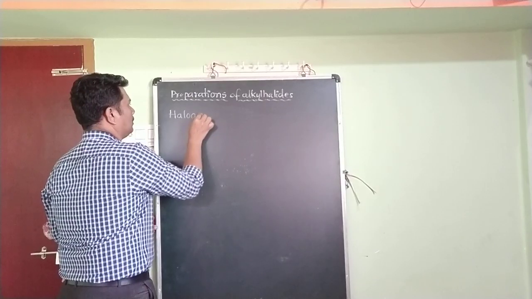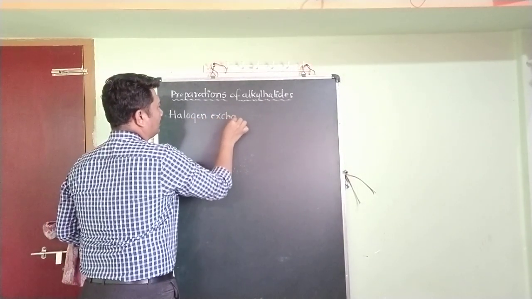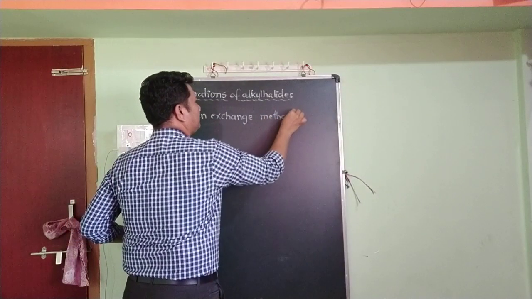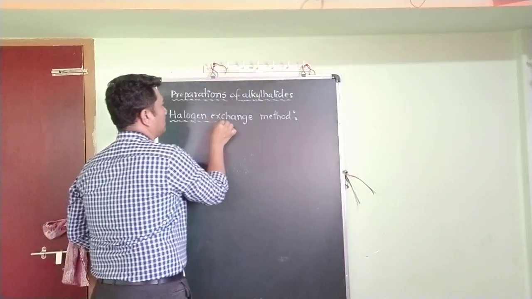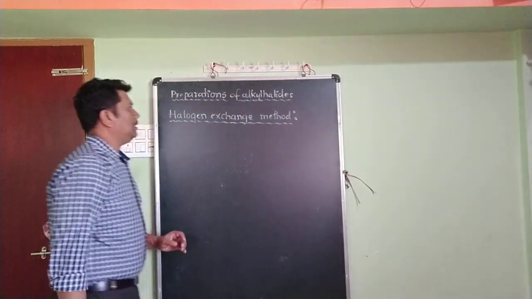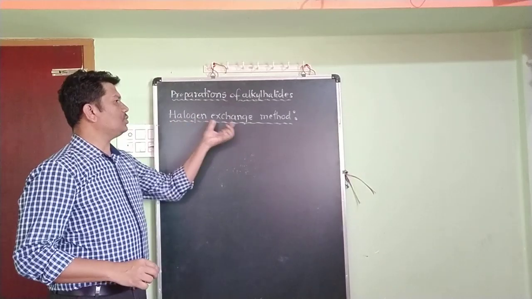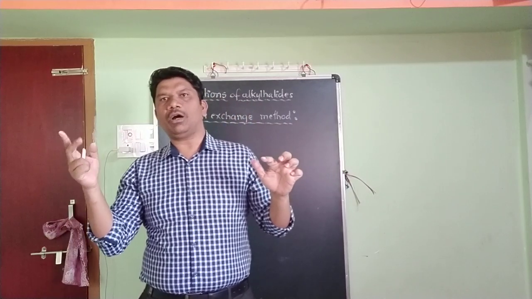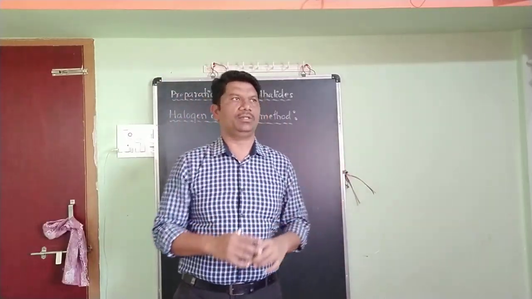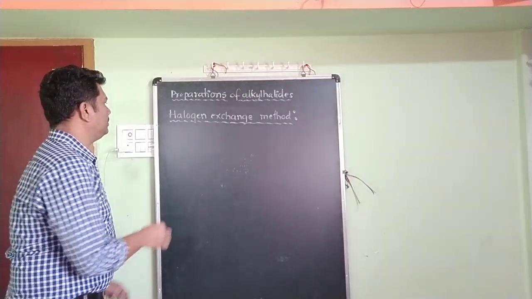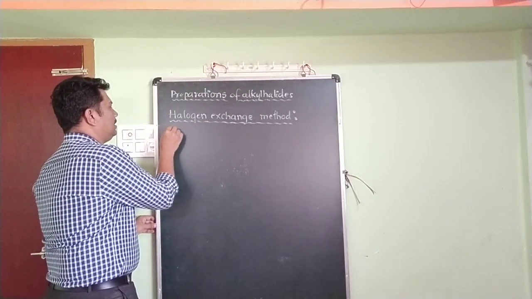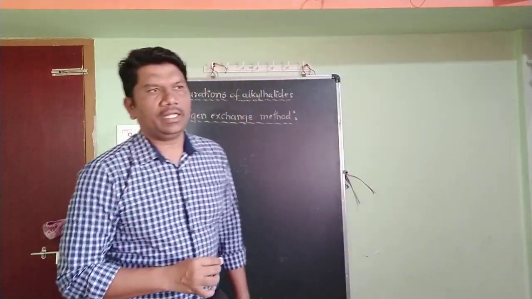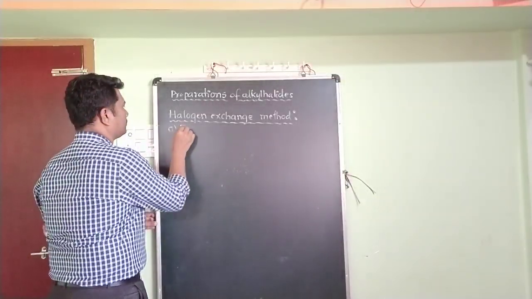Halogen exchange method. As the name itself indicates, halogen exchange. Exchange means fluorine to chlorine or chlorine to fluorine, like that. That's the exchange. So, halogen exchange method. In the halogen exchange method, there are two important methods. The first one is the Finkelstein reaction.